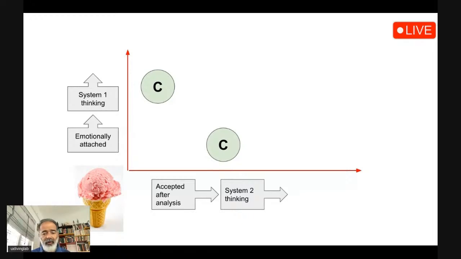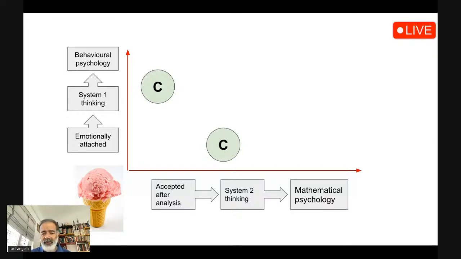This analysis is not done by the UX designer. This analysis is done by the consumer based on his knowledge and his culture or whatever parameters for the analysis he puts into it. Then they accept or reject. So that's called system two thinking.